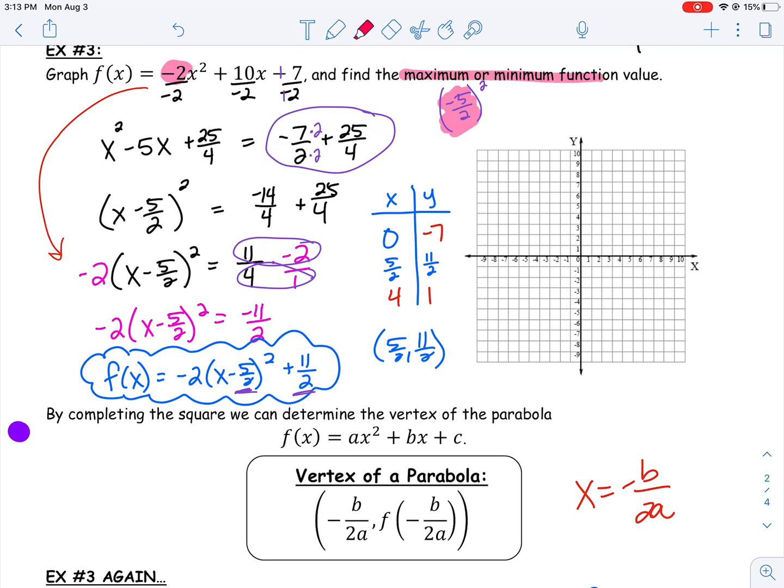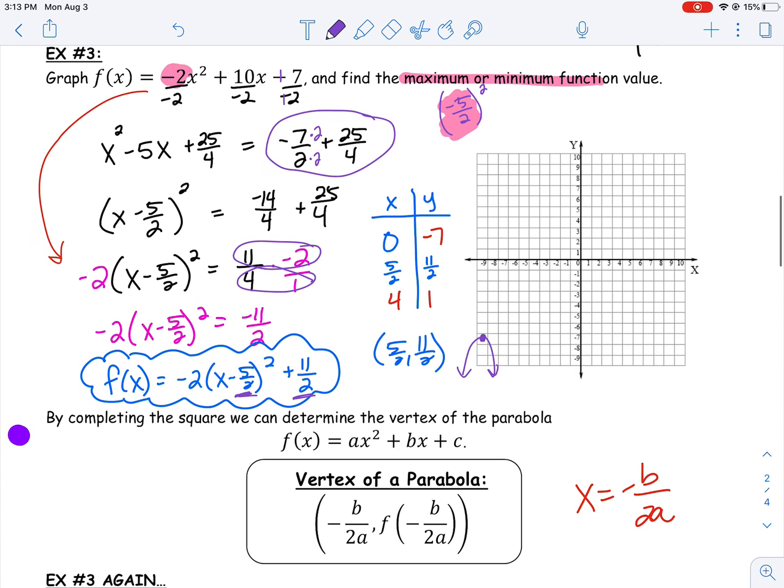Now the question really just asks us to find the minimum or maximum value. Remember, this parabola is going to open down because that leading coefficient is negative. And so if we wanted to find the maximum value here, remember that maximum value is really the y value of our vertex. So our maximum here is going to be y equals 11 halves. We have the vertex at 5 halves, comma 11 halves, and our maximum is going to be that y value of 11 halves. But that was kind of ugly, can I say?